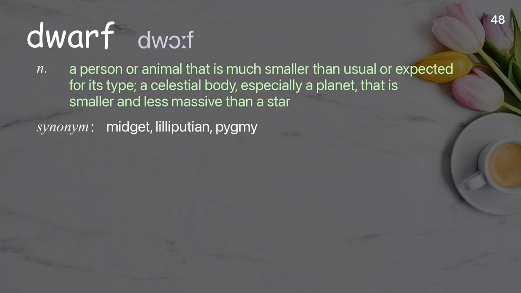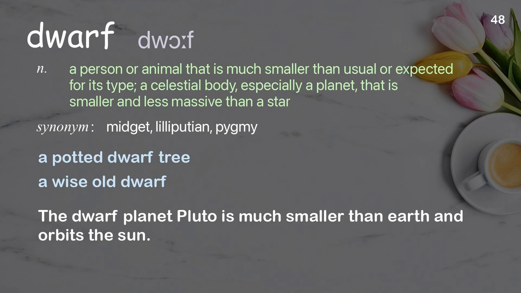Dwarf. A person or animal that is much smaller than usual or expected for its type, a celestial body, especially a planet, that is smaller and less massive than a star. Examples: a potted dwarf tree, a wise old dwarf. The dwarf planet Pluto is much smaller than Earth and orbits the Sun.